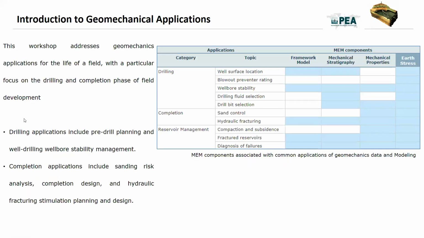So this workshop is not just an introduction to the geomechanical data and modeling applications used in the petroleum industry. Many of the applications listed below require input from the geomechanical model components listed before. The most important thing throughout drilling and completion operations is the elastic stress concentration around the wellbore.